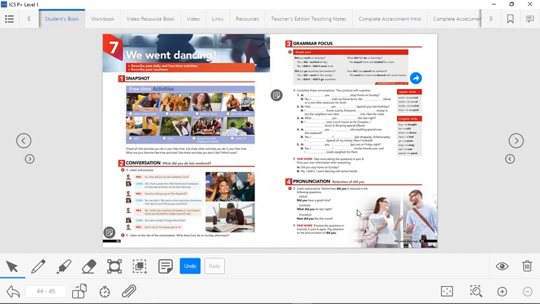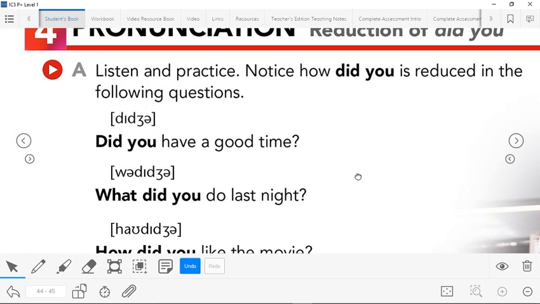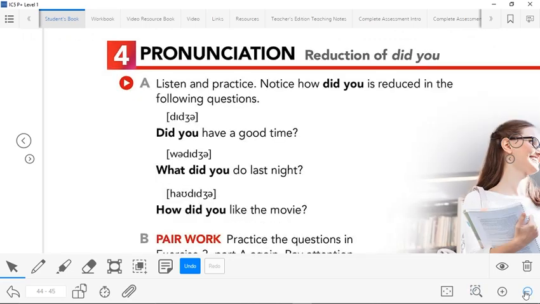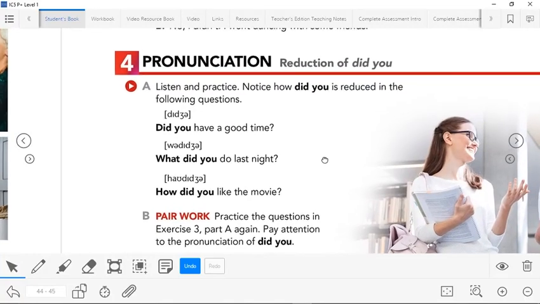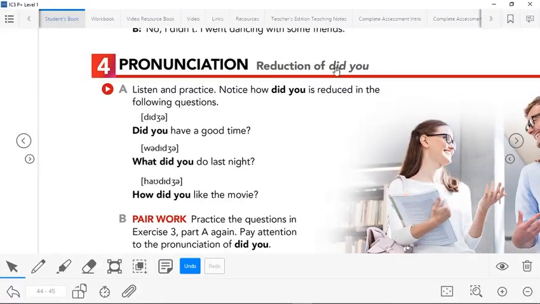Okay? If you have that, very good. Okay? Now we're gonna continue with a pronunciation, and this is actually quite important, and it's the reduction of did you. Did you can be reduced in different ways when we make questions, okay? Pay close attention to try to get the correct way to reduce these different ways of use did you, okay? Let's check.